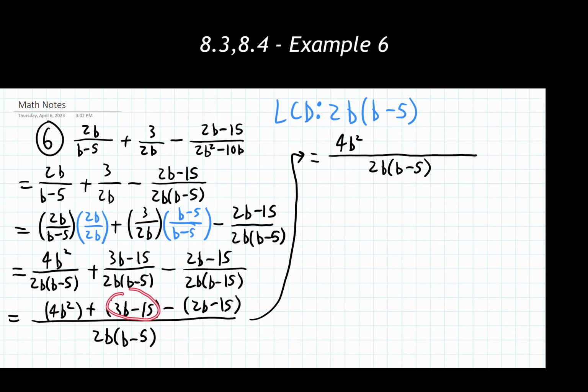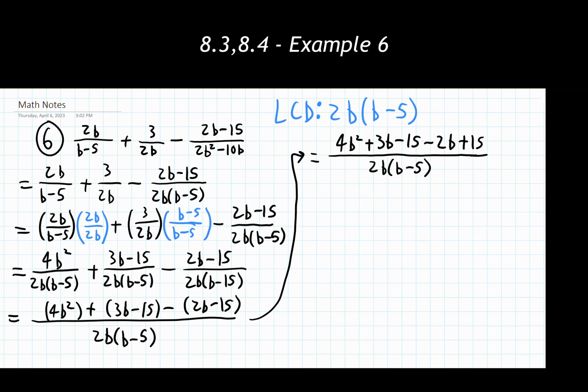This 3b minus 15, well, it's got a plus in front of it, but that's not going to change anything, so it's just going to come down as it is. So it's going to be 3b minus 15. And with this last one, I have a minus in front of the set of parentheses here, which means this negative sign is going to need to distribute through to everything inside the parentheses. So my new simplified part here is going to be minus 2b plus 15.